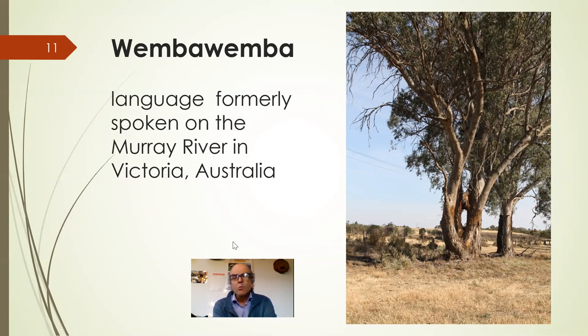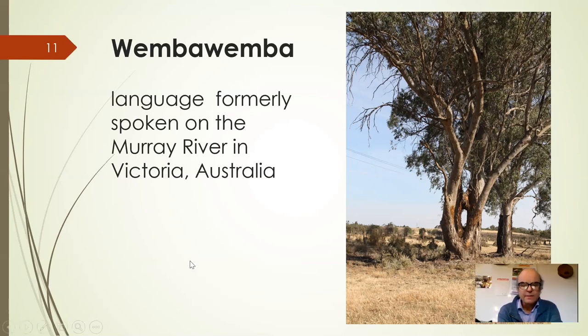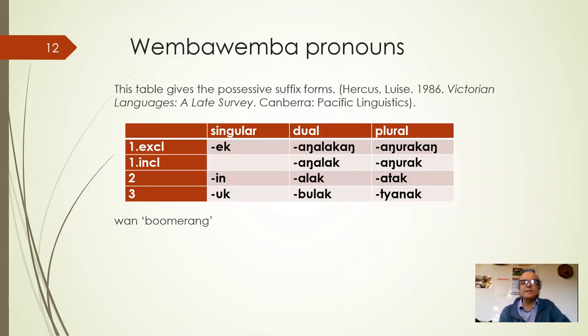Now, Wemba-Wemba has the following system. So let's go through this table. This is a language quite similar to Sanskrit in that it has singular forms, dual forms, and plural forms. First person singular is marked by ek. Second person singular, which means belonging to you, one person, is marked by in. Third person singular is marked by uk.